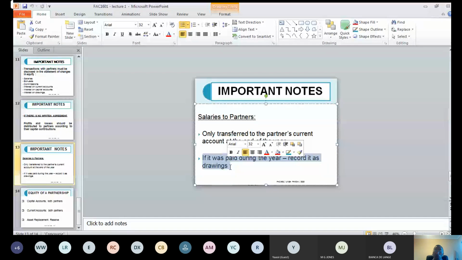You will have to go to the partnership agreement to see how much the partner is entitled to. So whatever he is entitled to as per the partnership agreement, you transfer that to his current account. But if we pay him out during the course of the year, it is regarded and recorded as drawings. Very important, that one, guys, because you will always get that in your exam.